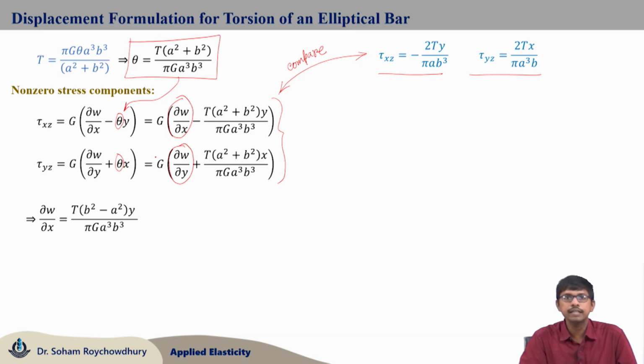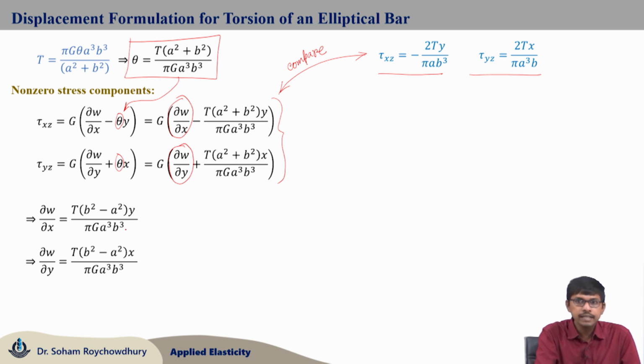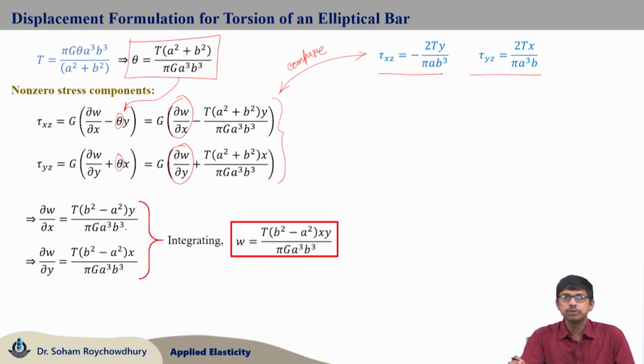Del w del x will be T times b square minus a square times y by pi G a cube b cube, and del w del y would be T times a square minus b square times x divided by pi G a cube b cube. Now, combining these two, we get the partial derivatives of the out of plane displacement component w with respect to x and y. If I combine these two and then integrate, that would result in the solution of w, which will come out to be T times b square minus a square x y divided by pi G a cube b cube. The integration constant is set to be 0 because at the center point the displacement should be 0.